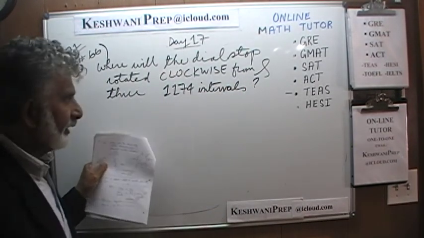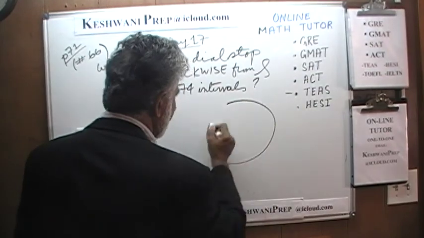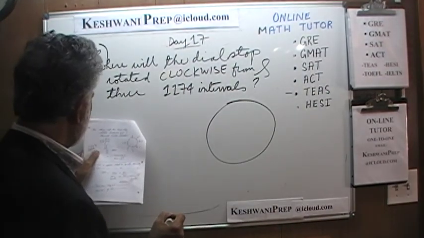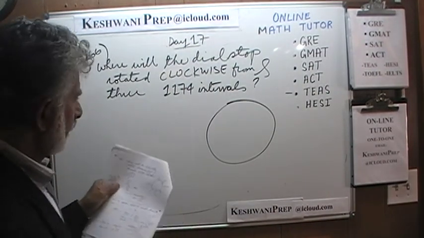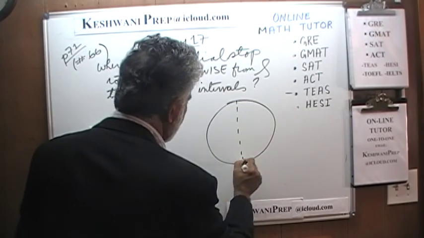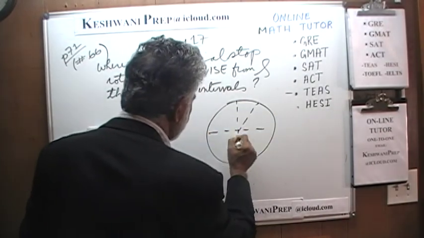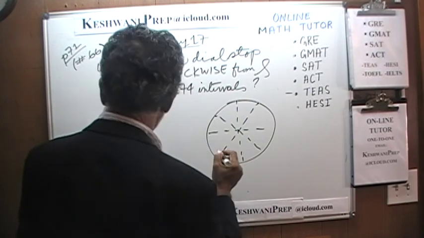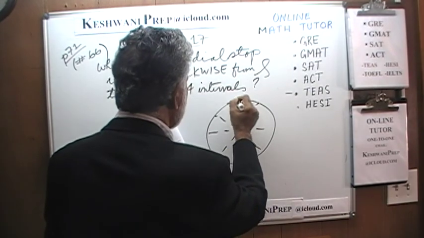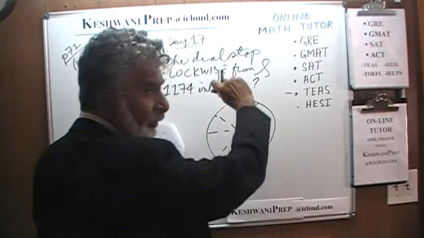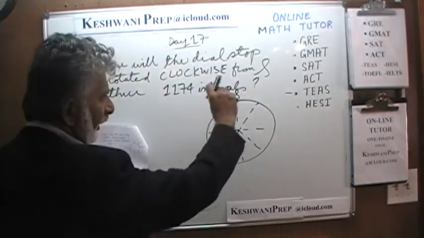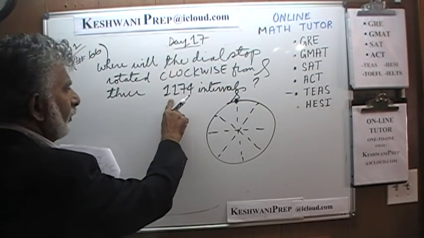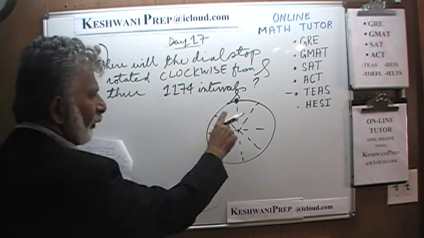And the dial that is given to us looks something like this. I'm going to draw it as best as I can. There we go. This is S. We are told that this is S. This is where we're going to. We're going to grab it and turn it clockwise so that it goes through 1,174 intervals.